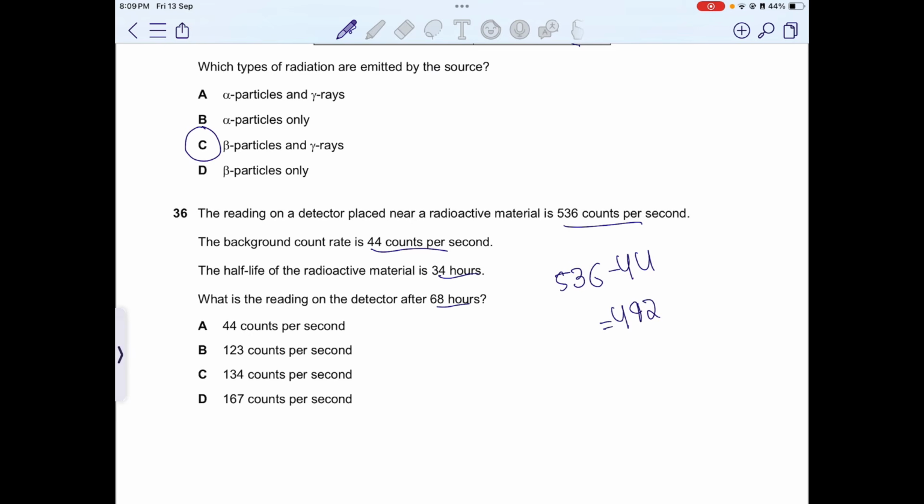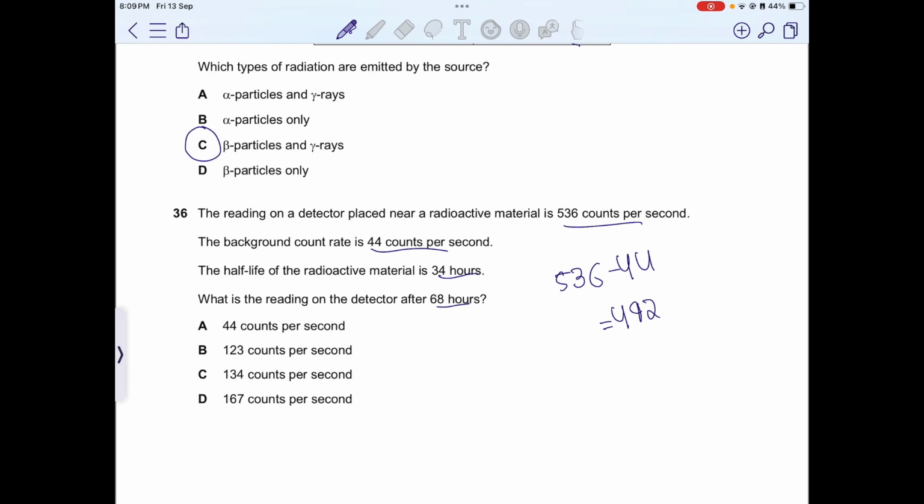Now 68 hours would basically be two half-lives, because 34 is just one half-life. So with the 492 value, I'm going to divide it by 2. That would give me 246. That is after one half-life. I would further divide it by 2. That gives me 123.